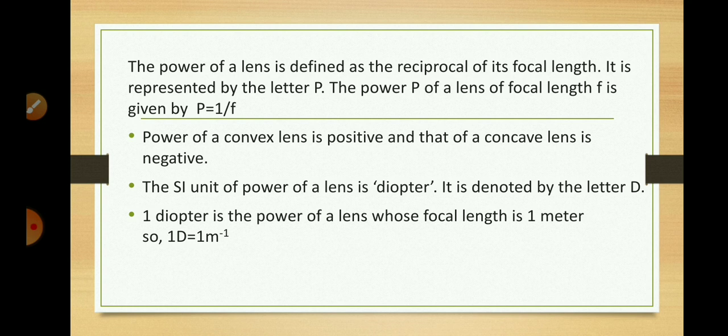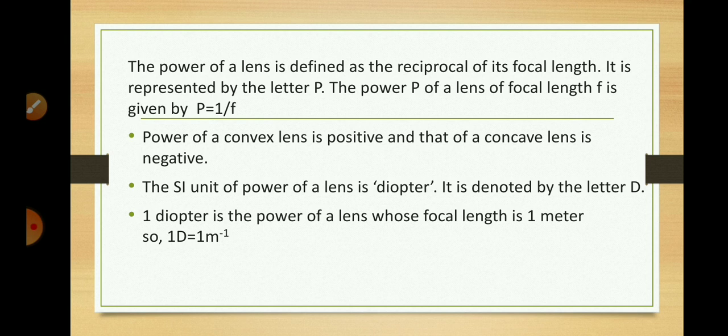So the power of lens is reciprocal of focal length. The focal length should be expressed in meter. It is denoted by letter P. The power P of lens of focal length f is given by P = 1/f. Power of convex lens is positive and that of concave lens is negative.